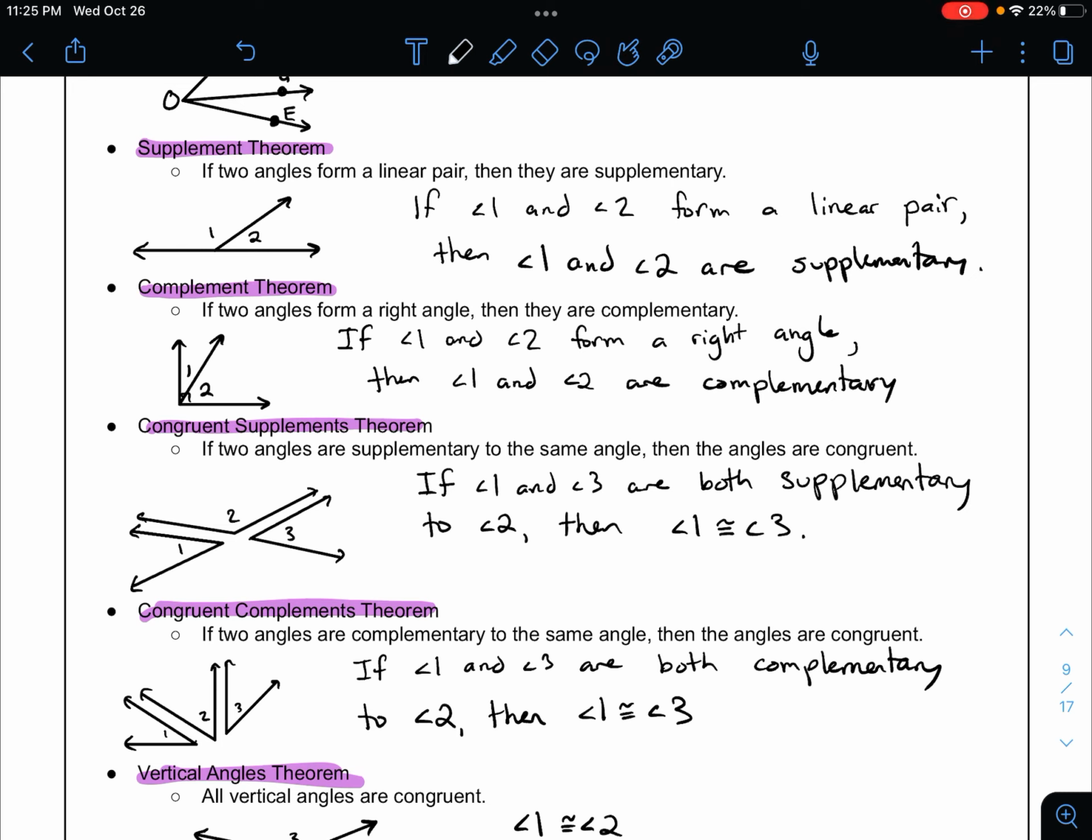We can't assume yet that they add up to 180. Just because they're a linear pair, obviously we know at that point they are going to add up to 180, but you first have to establish that they're supplementary, and then you can establish that they add up to 180. The complement theorem next says if two angles form a right angle, then they're complementary. Just because two angles form a right angle, you can't say that they add up to 90. You have to first say that they're complementary, and then you can say they add up to 90. So there's an intermediate step that is a little bit annoying.